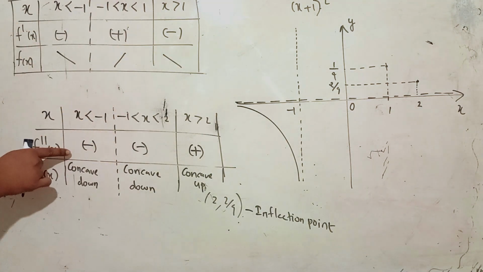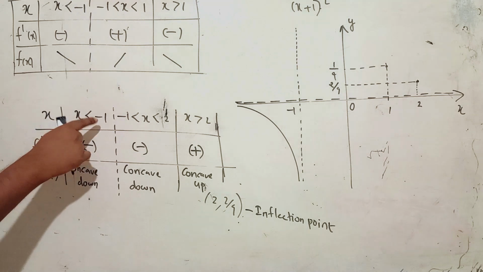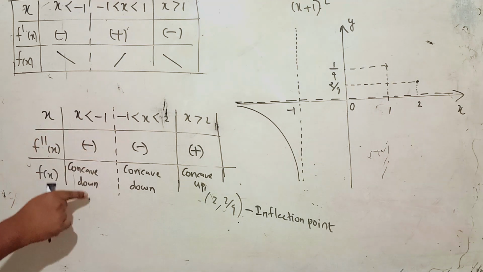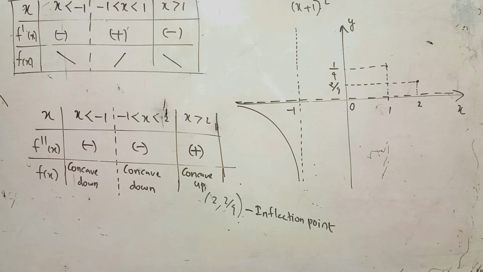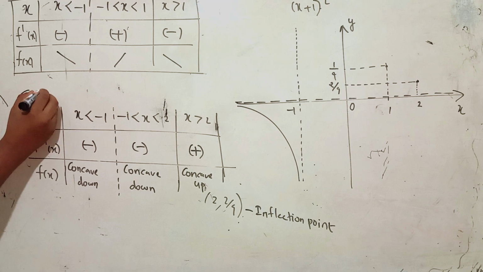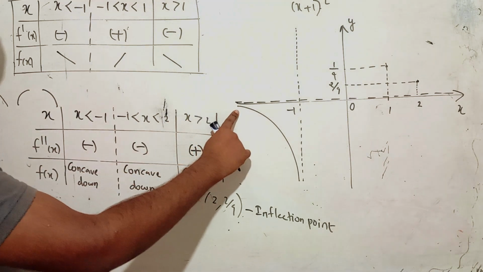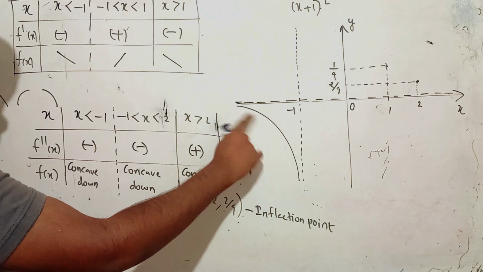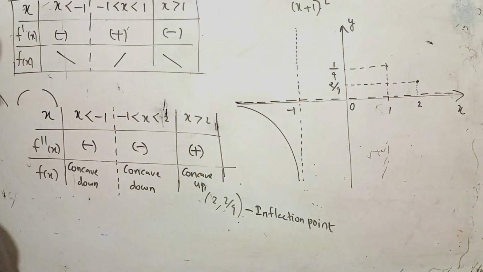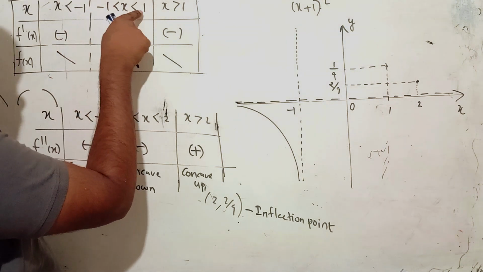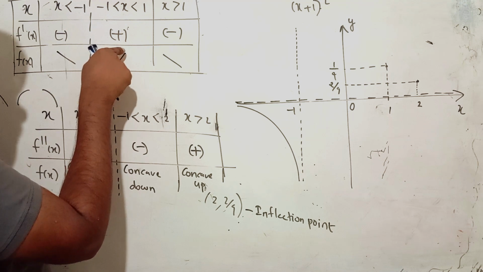At the same time, look here. When x is smaller than minus 1, the graph is concaving down. Concaving down means the graph can be like this, or like this, or like this. All of them are concaving down. At the same time, it has to decrease and concave down, so the graph has to be like this. After this, in the range minus 1 to 1, the graph actually increases with x.